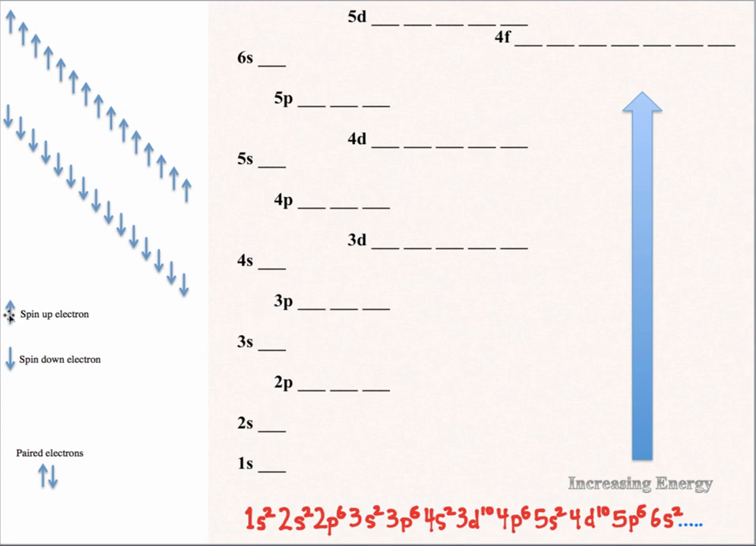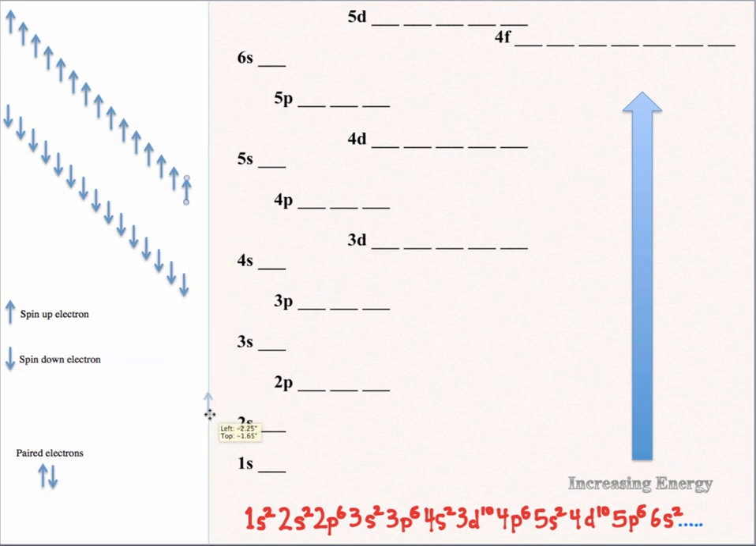Arrows represent electrons, so this is a spin-up electron, and this is a spin-down electron, and that's a pair of electrons. One spins up, one spins down. There can never be two electrons in the same orbital spinning the same way, so to speak. The m sub s spin quantum number has to be plus 1/2 for one and minus 1/2 for another one. The Pauli exclusion principle says you can't have two electrons in the same orbital doing exactly the same thing.